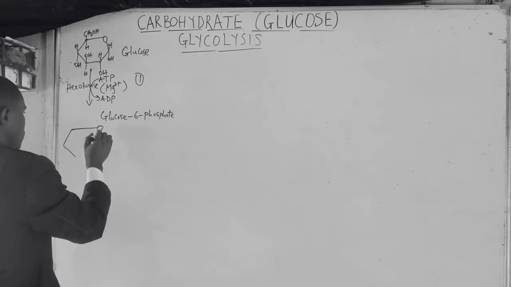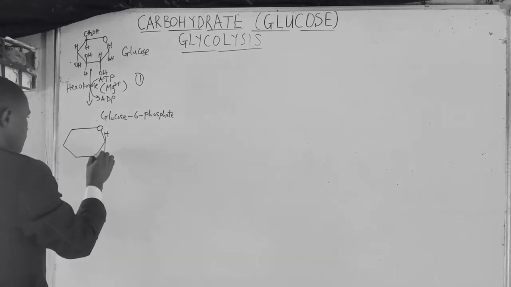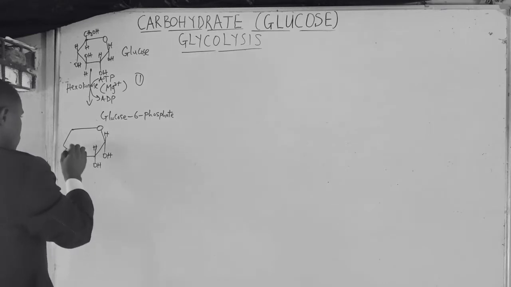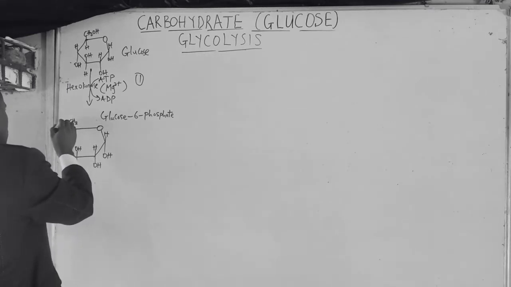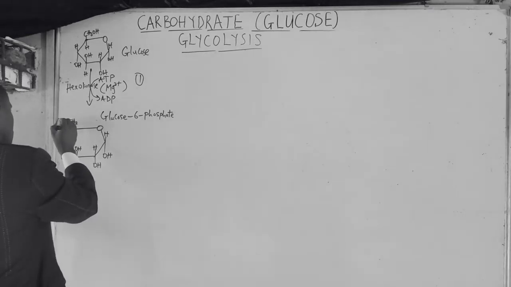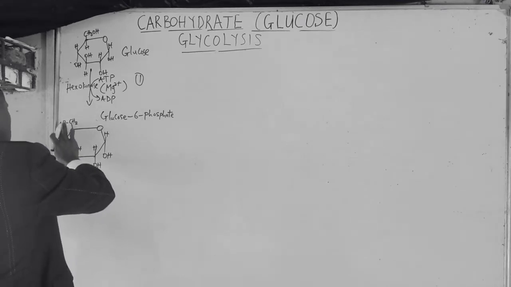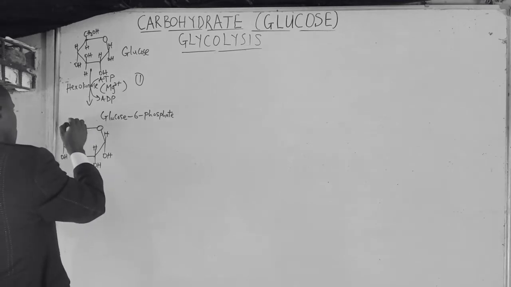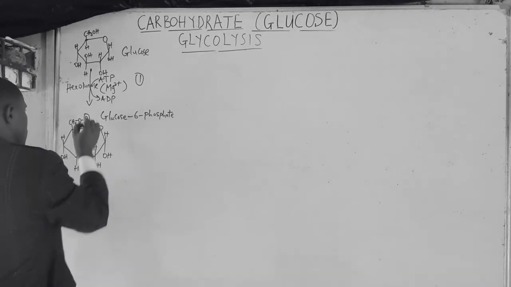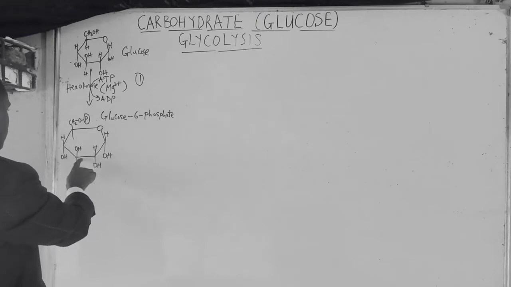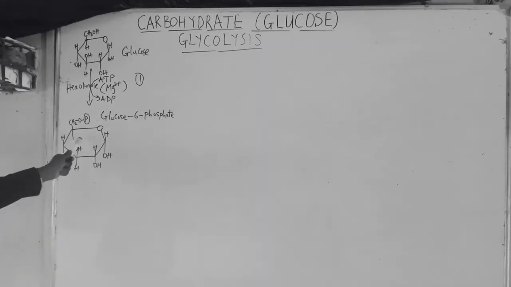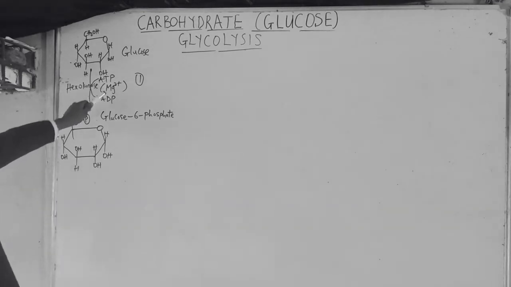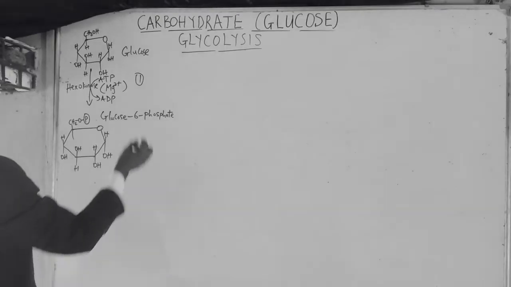Look at the structure. Look at how we name it: 1, 2, 3, 4, 5, 6. So, glucose 6-phosphate. That means this is what hexokinase will give us in the presence of all these cofactors and coenzyme. Now, this is stage 1. It's still under the preparatory stage.